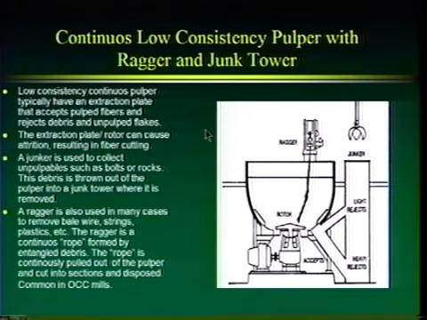Okay, those were the two types of high consistency debris removal methods that we can talk about. And now I want to talk about continuous low consistency pulping. This is a very common pulper that we see here. It's going to have a ragger and a junk tower. So this is continuous. What's not shown here is that there's usually a conveyor, usually dumping in bales of, I'll call it liner board, because this is very commonly used for liner board as an example.